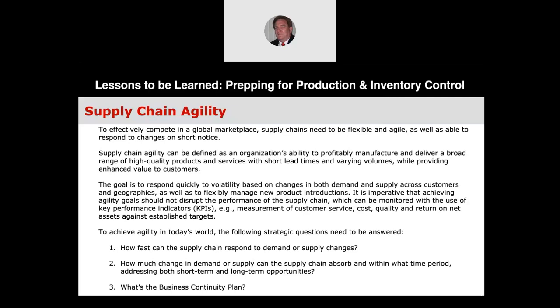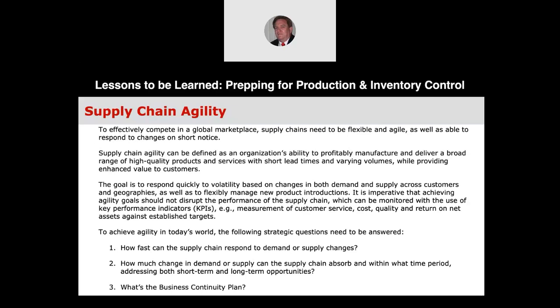Supply chain agility's goal is to respond quickly to volatility and change in demand and supply across customers and geographies, and to flexibly manage new product introduction. So it's imperative, in achieving agility goals, that you do not disrupt the performance of the supply chain. You should have your KPIs, key performance indicators, in place. You measure customer service, quality, cost, and return on net assets against established targets.